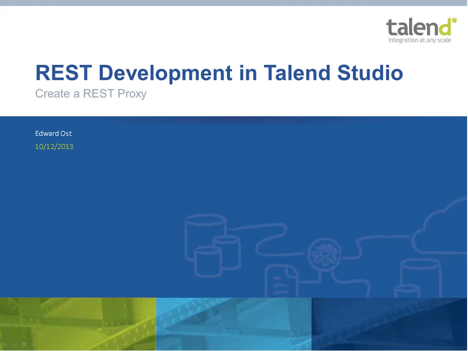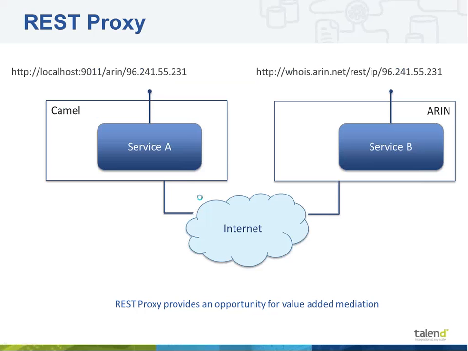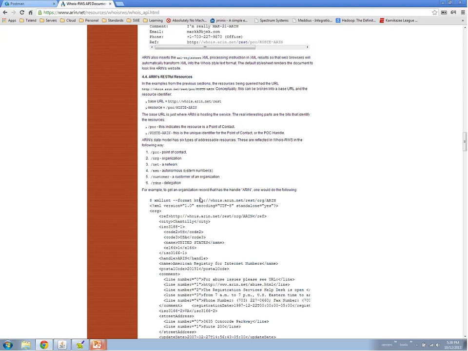Welcome. This quick walkthrough will cover how to create a REST proxy using Apache Camel in Talend Studio. We're going to create a proxy for the ARIN Whois service. ARIN is the American Registry for Internet Numbers, and it exposes a RESTful API for the traditional Internet Whois directory.